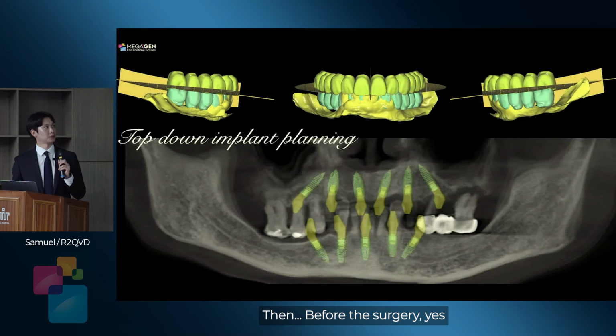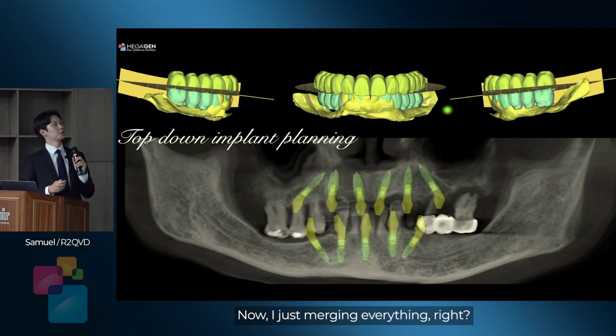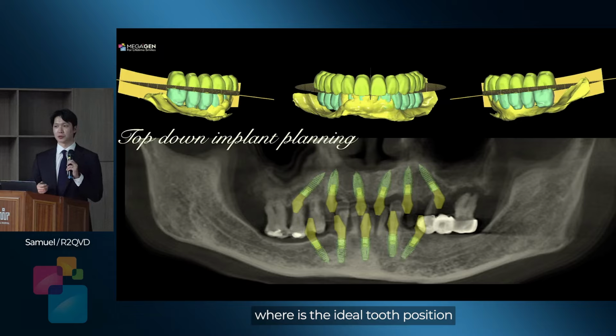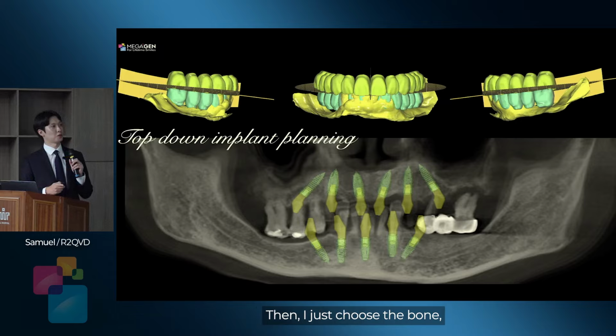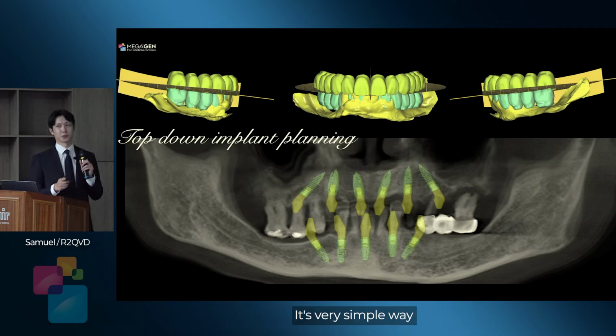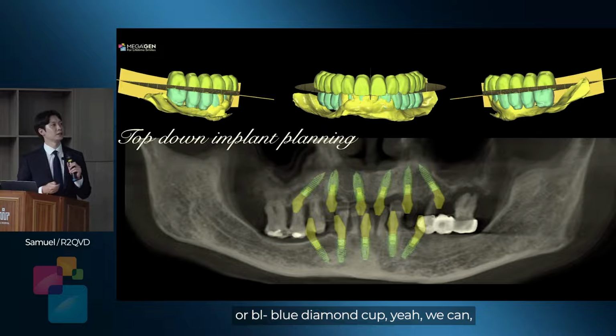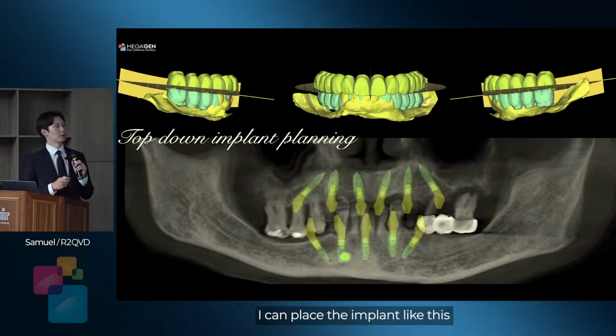Then, before the surgery, of course, I just merge everything, right? And I know where the ideal tooth position is. Then I just choose the bone, where the good bone is for the crown. It's a very simple way. And using the blue diamond or blue diamond cup, I can place the implant like this.